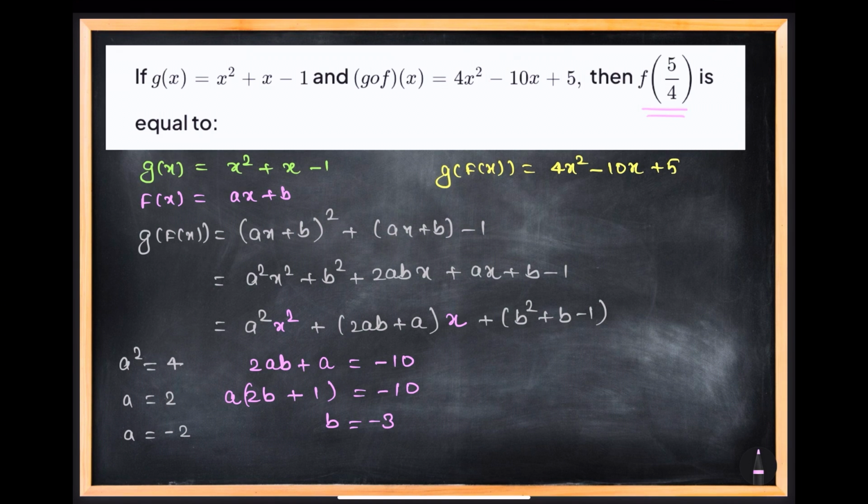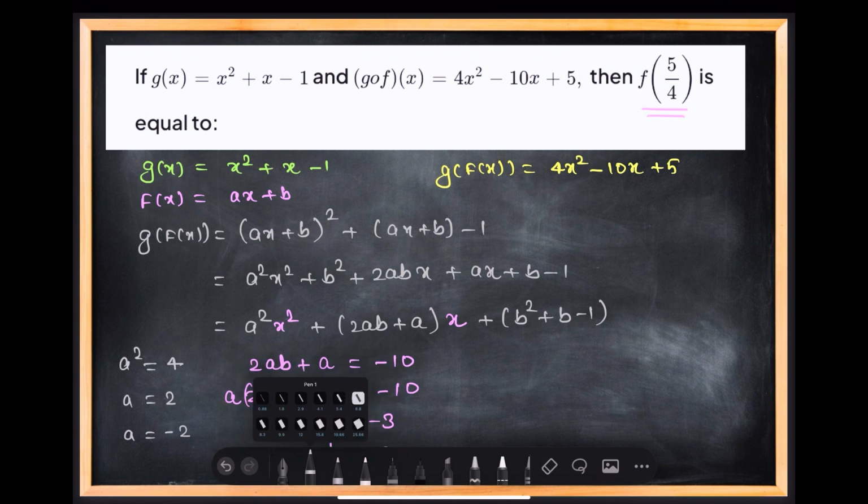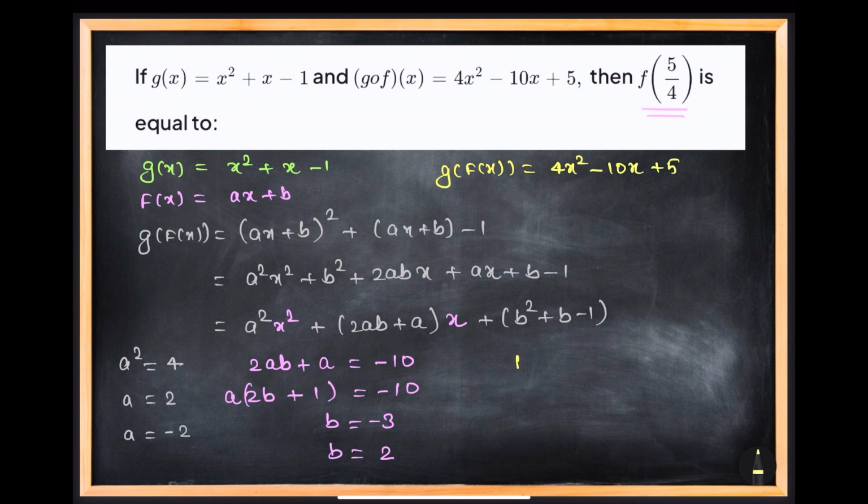Now we will go with a as minus 2. So minus 2 times (2b plus 1) is minus 10, which means 2b plus 1 is 5. 1 will go that side, it will become 4, so b will become 2. Okay, now in this part, we have b square plus b minus 1 is equal to 5.